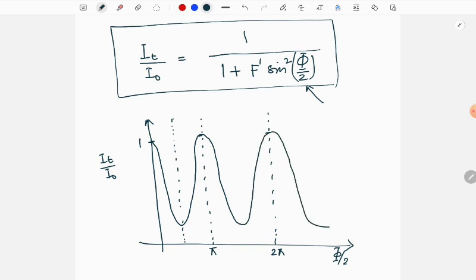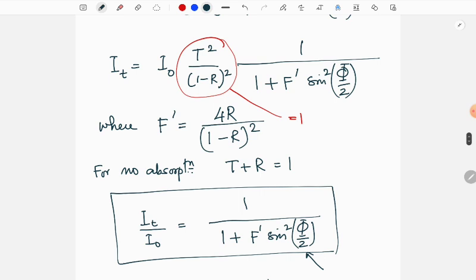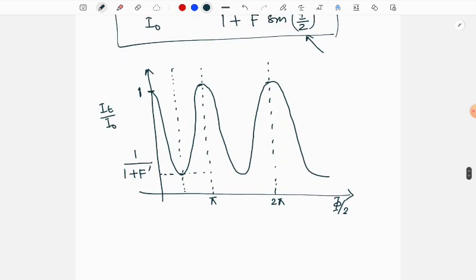So this is how the cavity modes will look. As you see, the top part is 1, and the lower part is given by when the sine function becomes 1, and this is 1 by 1 plus f prime. So how deep the minima are depends on f prime, which in turn depends on the reflectivity. Now remember, f prime was given by 4r by (1 minus r) whole square. So for large values of r, this value becomes very small. So the stronger the reflectivity, the stronger the dip.